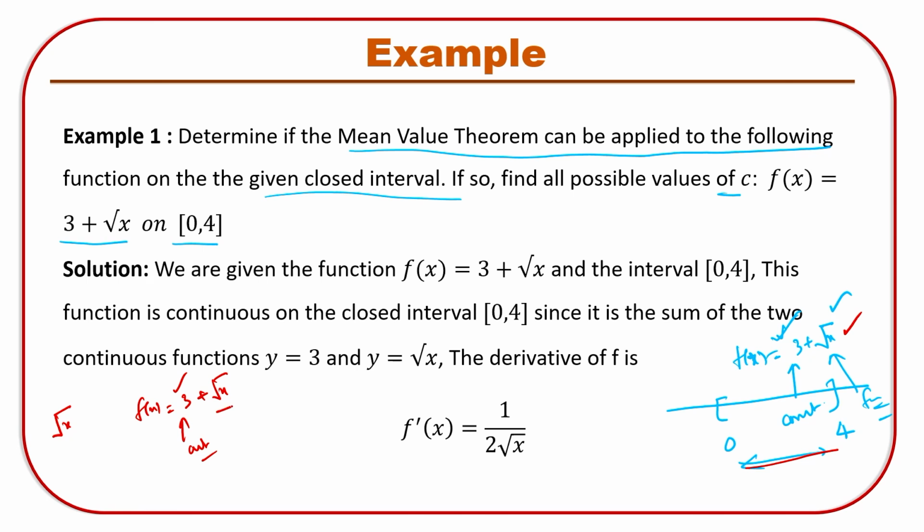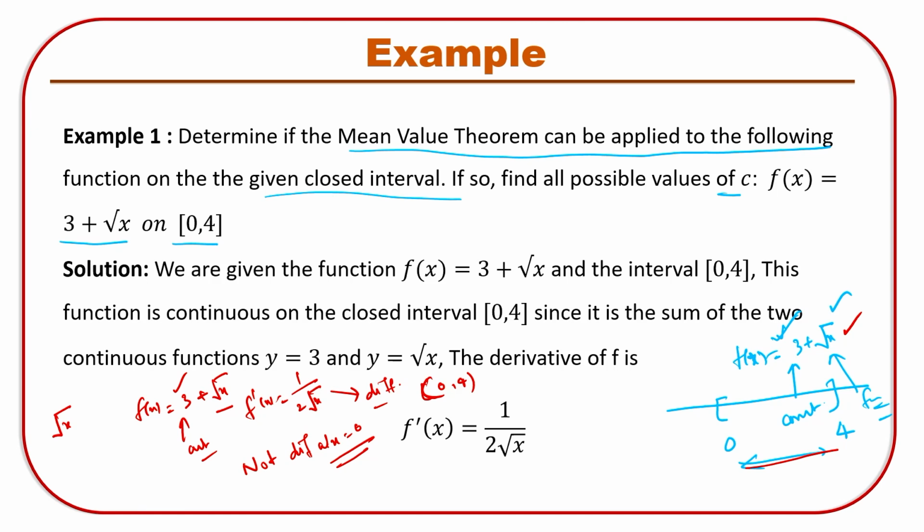Now root of x. What will be the f dash of x? I can write f dash of x equal to 1 by 2 root x. This is differentiable everywhere in the open interval 0 to 4. It is not differentiable at x equal to 0. So that's why sometimes the endpoints are not valid to include in a mean value theorem.